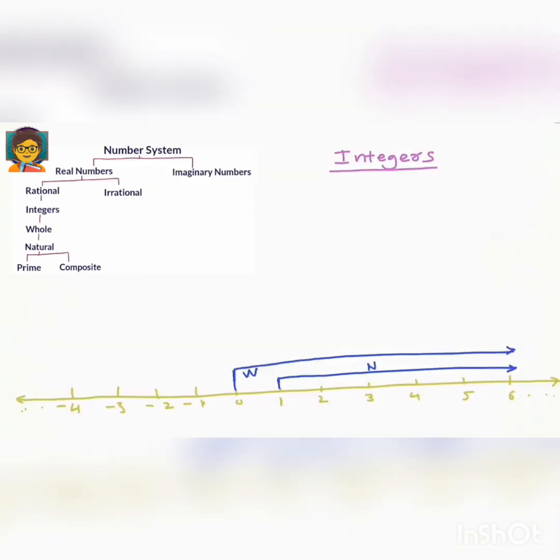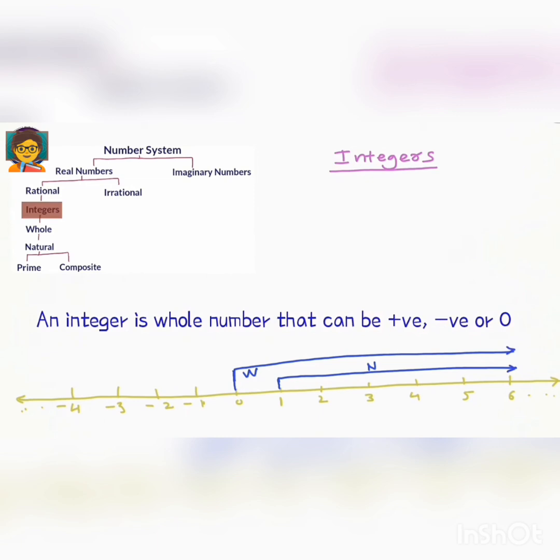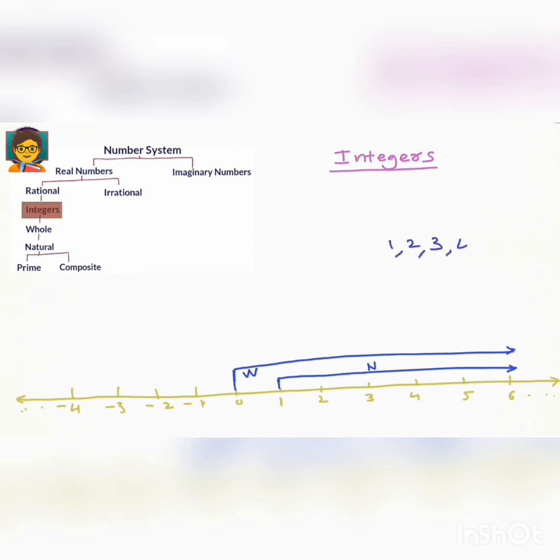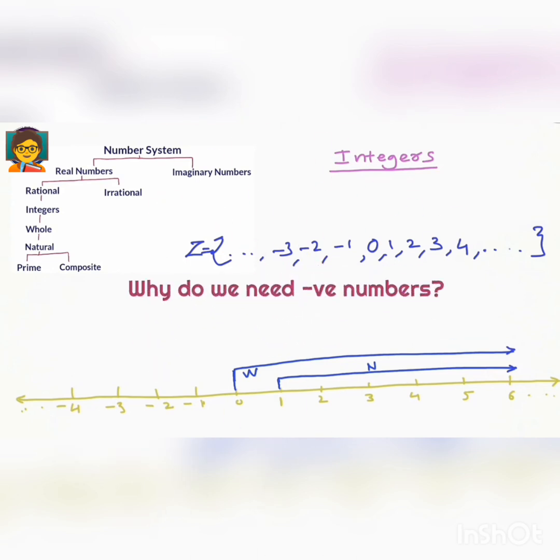Let's understand the integers now. An integer is a whole number that can be positive, negative or 0, which means the set of integer has all natural numbers 1, 2, 3, 4. These are my natural numbers. It has 0 and it has all natural number with the negative sign, like -1, -2, -3 and so on. All integers are represented by letter Z, which is a set of 0, all natural numbers and all natural number with negative sign. Now the question is, what is the need of integers?